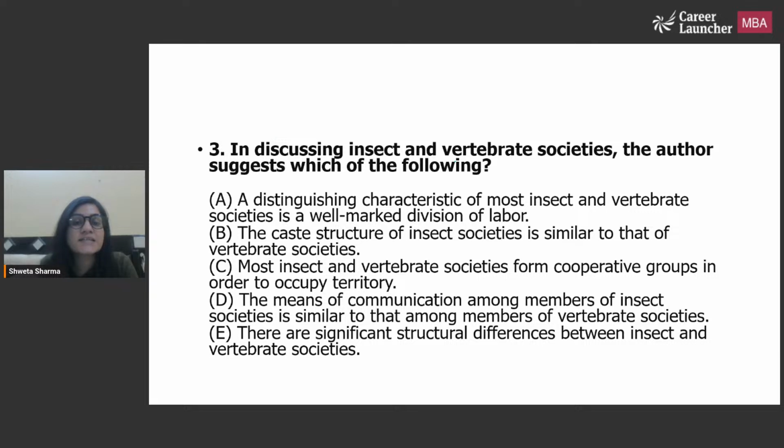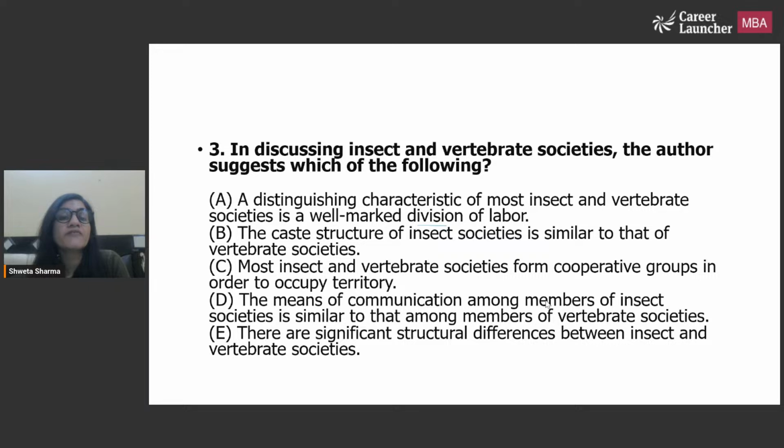In discussing insect and vertebrate societies, the author suggests which of the following? A distinguishing characteristic of most insect and vertebrate societies is a well-marked division of labor. Caste structure of insect societies is similar to that of the vertebrate societies. Most insect and vertebrate societies form cooperative groups in order to occupy territory. The means of communication among members of insect societies is similar to that among members of vertebrate societies, or there is a significant structural difference between insect and vertebrate societies?